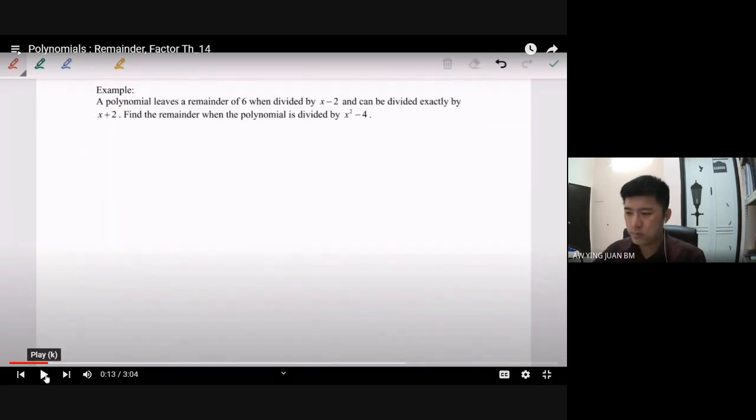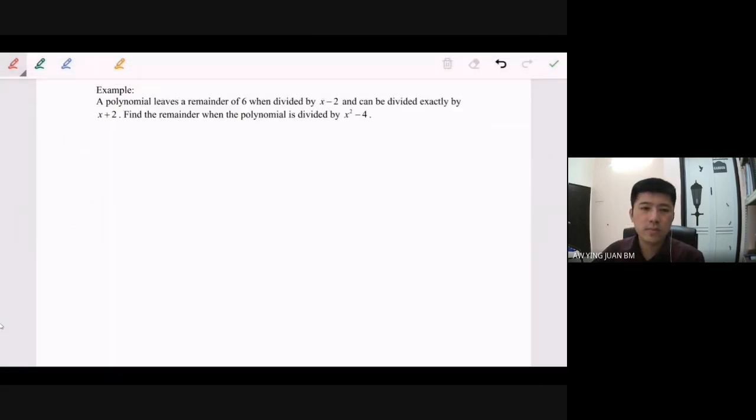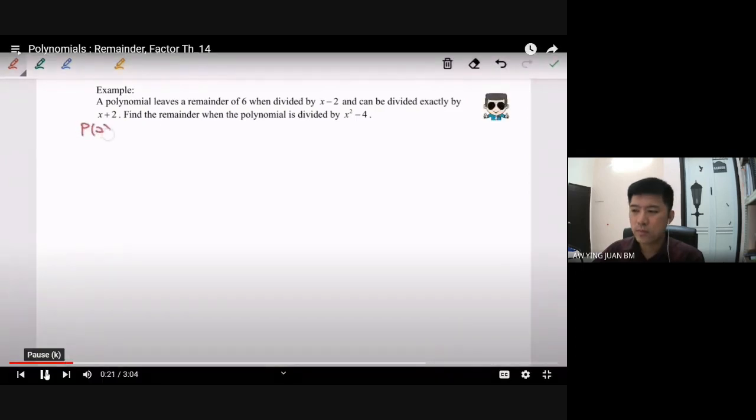There are two more examples. The polynomial leaves a remainder of 6 when divided by x minus 2. So the first piece of information is P(2) equals 6. Okay, so this is the remainder theorem. P(2) equals 6. What is special about this question? The function is not given. How to answer? Okay, star this. So continue, this is the remainder theorem.